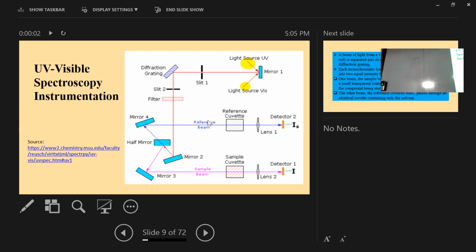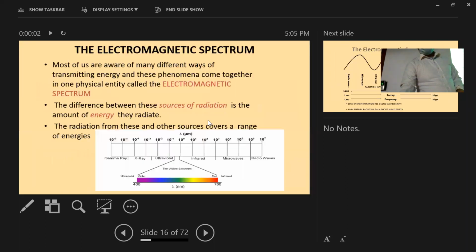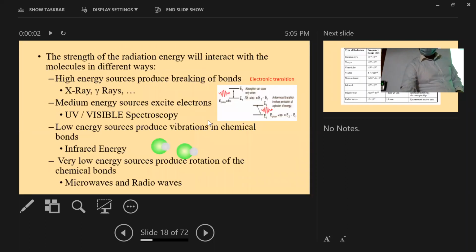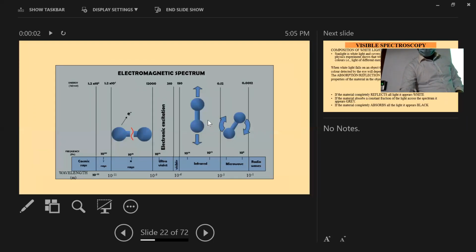That means if we increase the length of the cell, more amount of sample will be there. So we can easily consider that the more amount of sample is here, so it will absorb more. So if it absorbs more, what I am going to show you, that will be my formula.